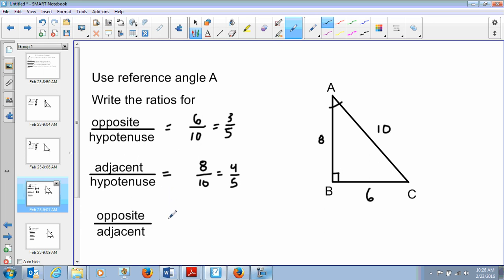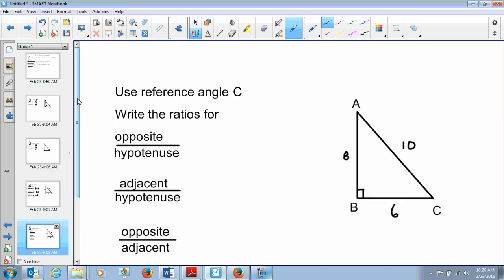And then lastly, they want me to list the ratio for opposite of A over the adjacent side. So the side that's opposite of A is 6. The adjacent side is 8. So my ratio is going to be opposite 6 over adjacent 8, which I can reduce to 3 over 4. Let's look at another example.